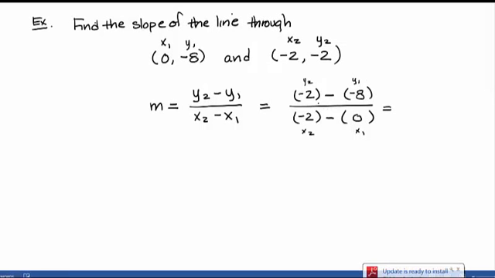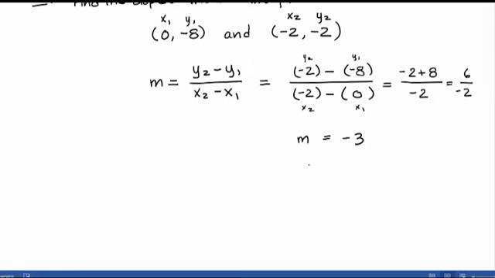So now negative 2 minus a negative 8, right, is the same as negative 2 plus 8. Negative 2 minus 0 is just a negative 2. Right? So I get a 6 over negative 2, which equals negative 3. Okay, so now I know that my slope, my m, equals negative 3.